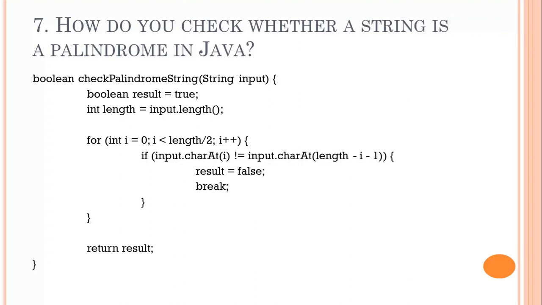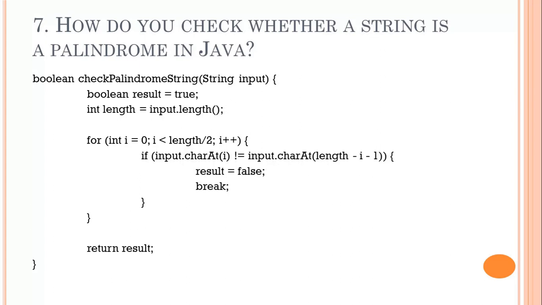Our main logic will be: if input.charAt(i), nothing but the zeroth element, is considered. If I pass the string "mom", I can consider m, as it is a palindrome string. It will compare the zeroth element, m, and check if it is not equal to input.charAt(length - i - 1).